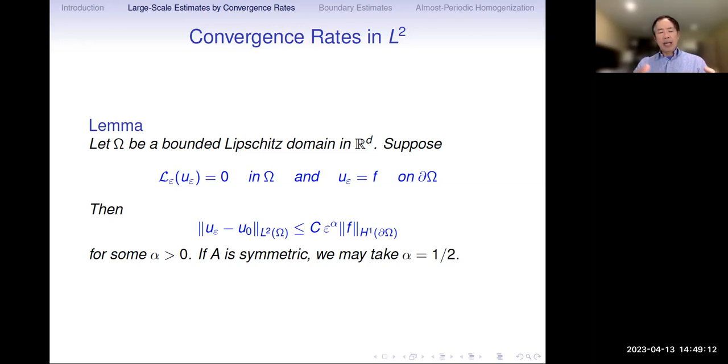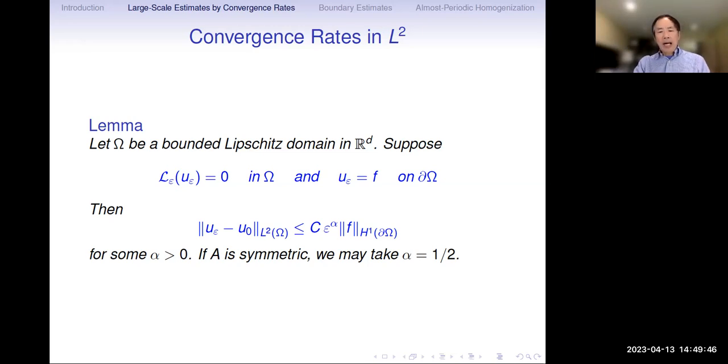I look at the equation L epsilon U epsilon equal to 0 with a Dirichlet condition, and we can prove this rate for some alpha greater than 0. If A happens to be symmetric, you can even take alpha to be 1/2. Okay. And so whether the rate is optimal or not is not important for our purpose, because all we need is just kind of a Dini rate will suffice.